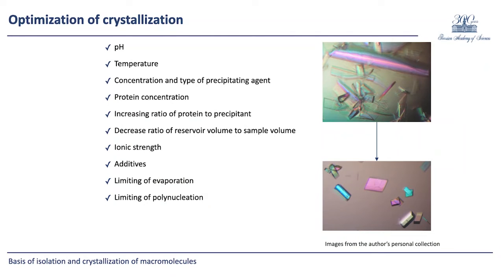Thus, we smoothly moved on to optimizing the crystallization conditions. Let's talk about it. For example, what can you do if you have a lot of small crystals? You need to stop nucleation, and then there will be fewer larger crystals. Here on the slide, you can see the beginning, a lot of small crystals, and after improving, a small amount of big crystals. How can we do it?